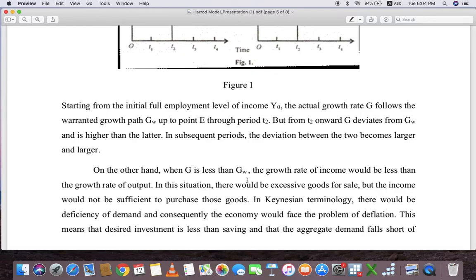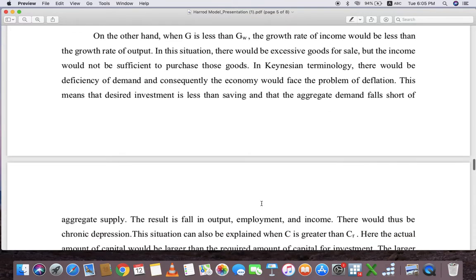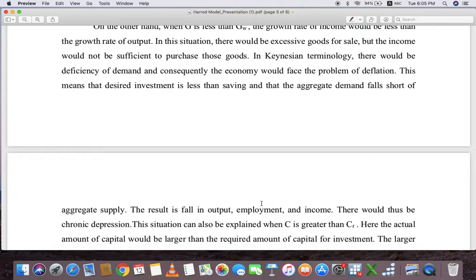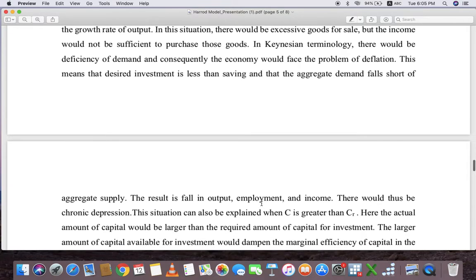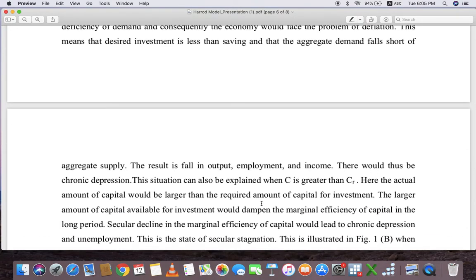So, desired investment is less than actual savings, and as a result of that aggregate demand is less than aggregate supply. As a result of that, there will be a fall in output, employment and income, and this would thus be a chronic depression situation. This can also be explained by C and CR, that is C is greater than CR. The actual level of capital would be larger than the required amount of capital for investment, since investment is insufficient. So, a larger amount of capital will be available for investment, but it will not be used.